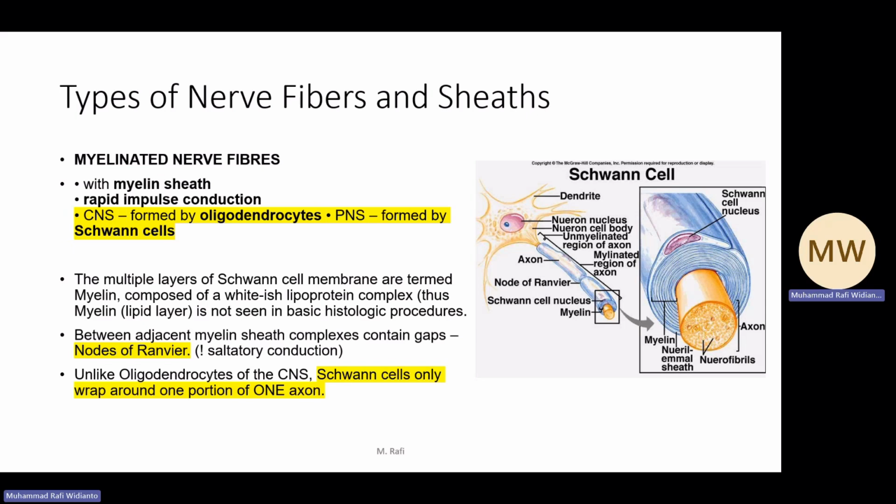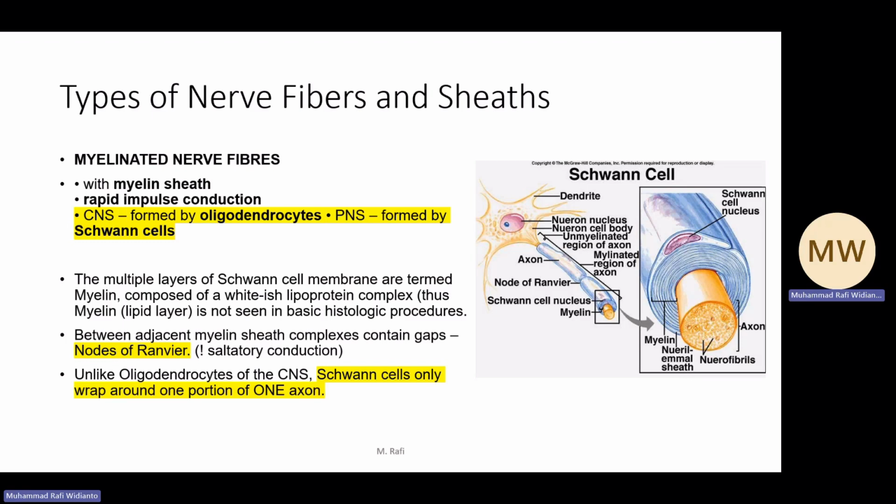Between the CNS and PNS, the myelin is produced by different cells. In the CNS, it is produced by oligodendrocytes, and in the PNS, it is formed by Schwann cells. We will talk more about their differences in later slides.